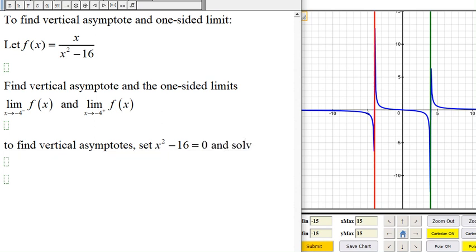And solve for x. And so we have x squared minus 16 equal to 0. Add 16 to both sides, we get x squared equal to 16. And then take the square root of both sides.